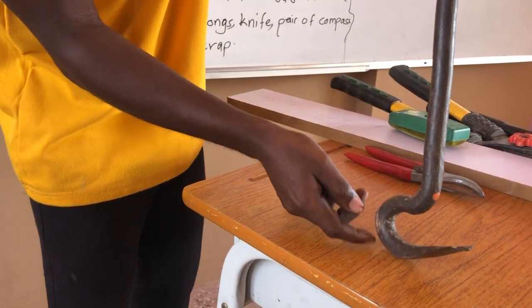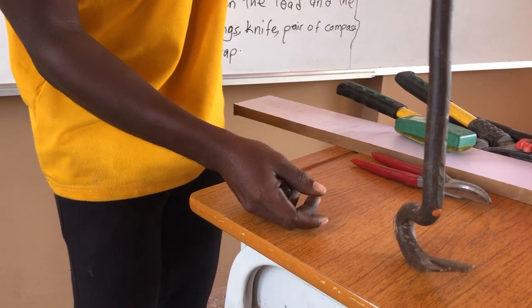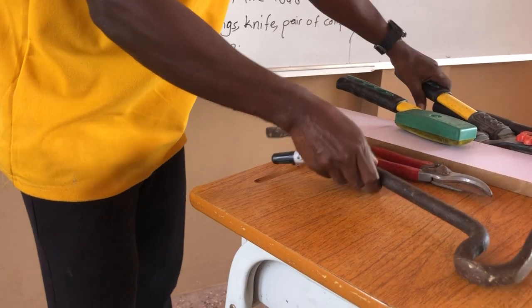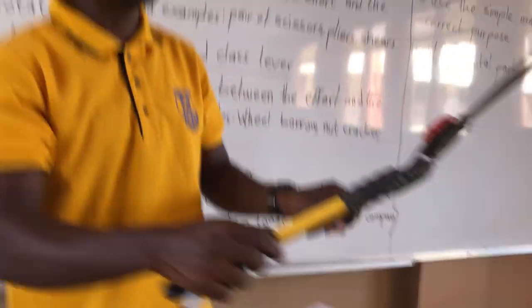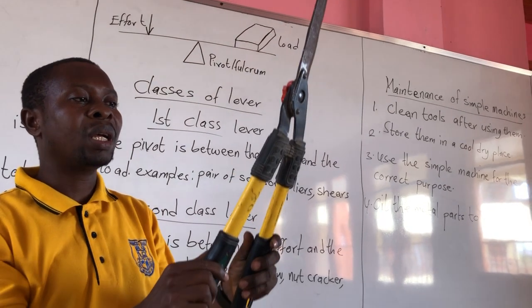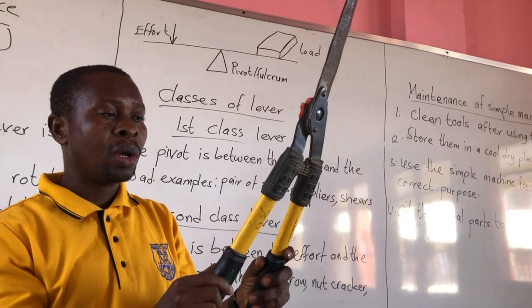Now when we look at this here, where it touches the table, it moves. So that place becomes the pivot. Let's look at this. This is a pair of scissors. We say it's an example of a lever. A lever has three main parts.